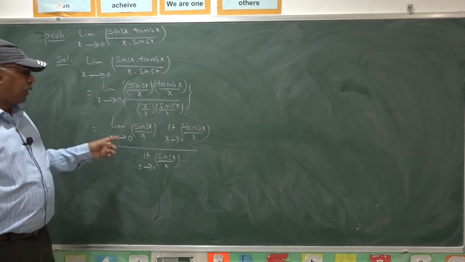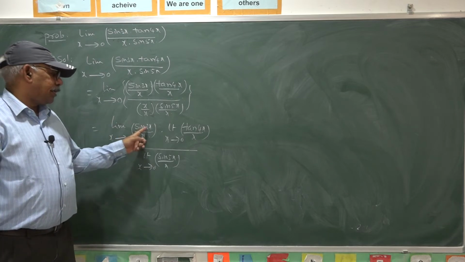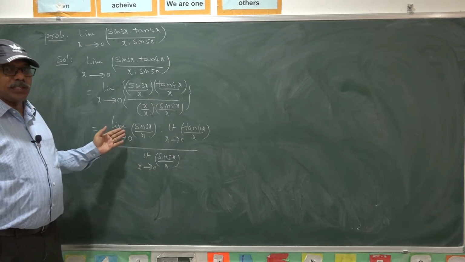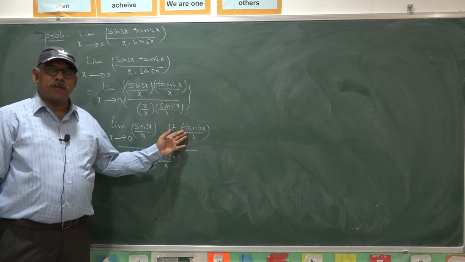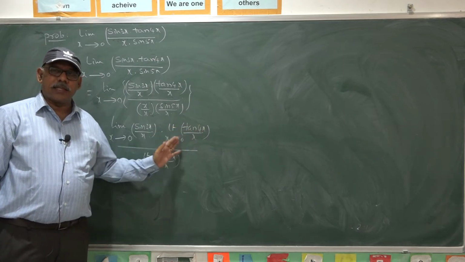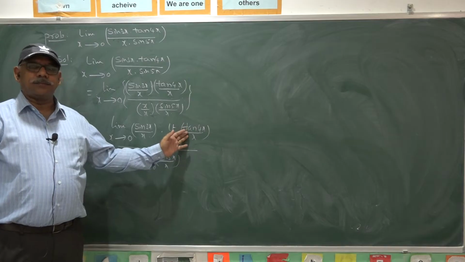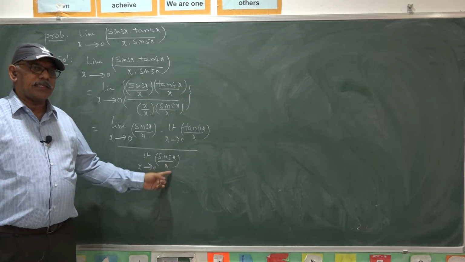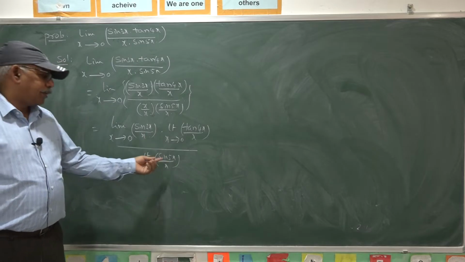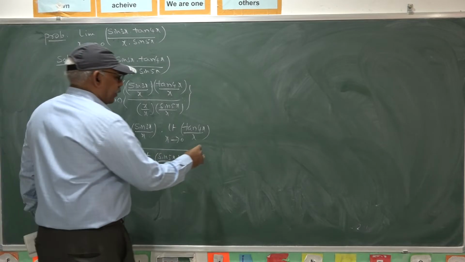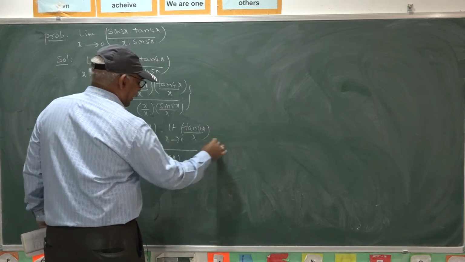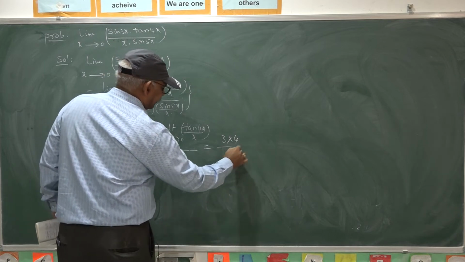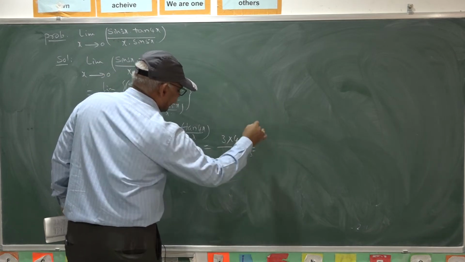Hence you can straight away apply the limit: limit x goes to 0, sin ax by x is a. That means here the limit value is 3. This is also of the form tan bx by x as x goes to 0, that is b, which is nothing but 4. Similarly here sin ax by x form, that is a, that means 5. So ultimately we get the limit as 3 into 4 by 5. 12 by 5 is the required limit.